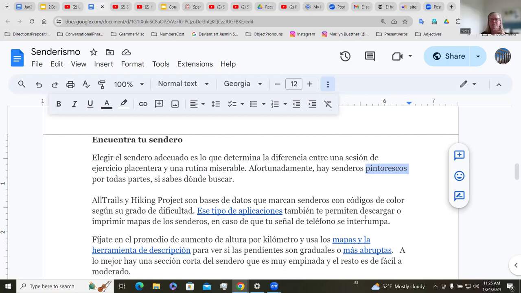pintorescos. Muy pintoresco. This is a great word to know. Pintoresco is picturesque. This is a much more specific word to talk about nature than bonito or lindo or hermoso. Pintoresco tells you it's worthy of a picture, doesn't it? And I'm sure I said that wrong. Pintoresco. Picturesque. See, yeah. In English. Fortunately, there are picturesque trails all over, por todas partes.